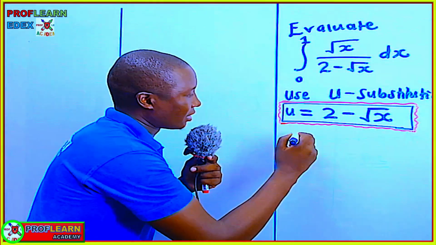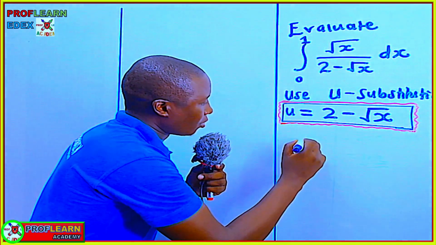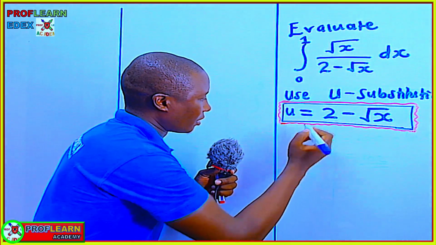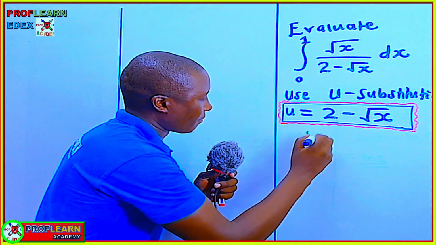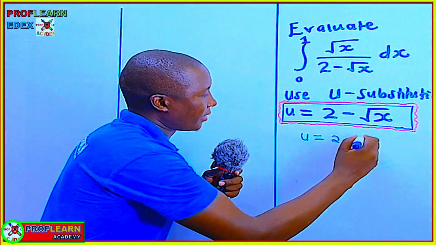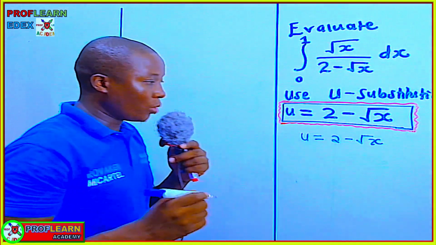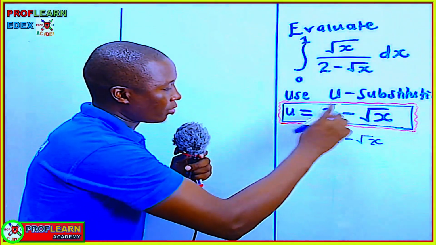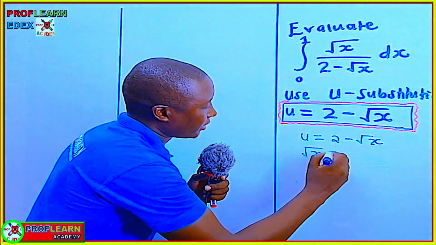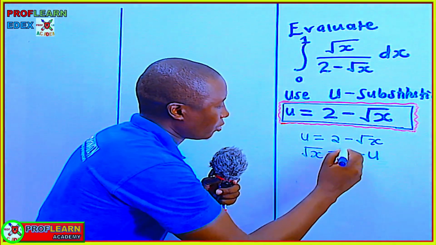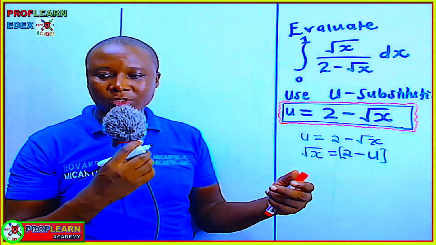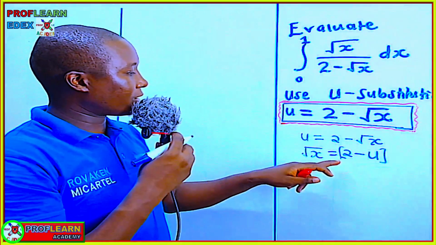We can say that u is equal to 2 minus root x, which means we can take root x on one side and u on the other side, and we shall have root x is equal to 2 minus u. So anytime we have root x, we can replace it with 2 minus u.